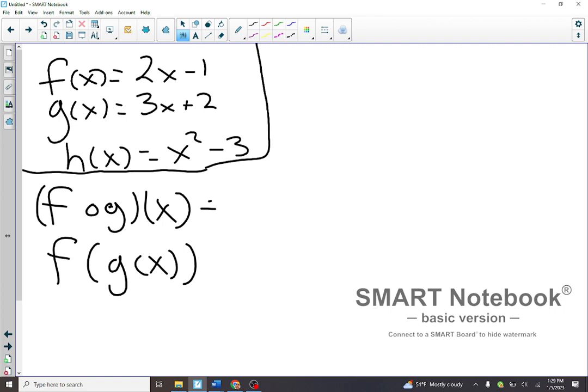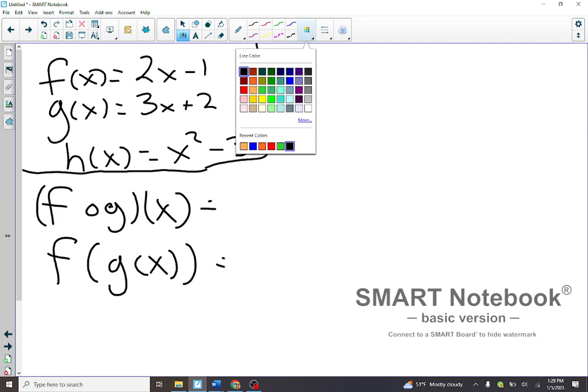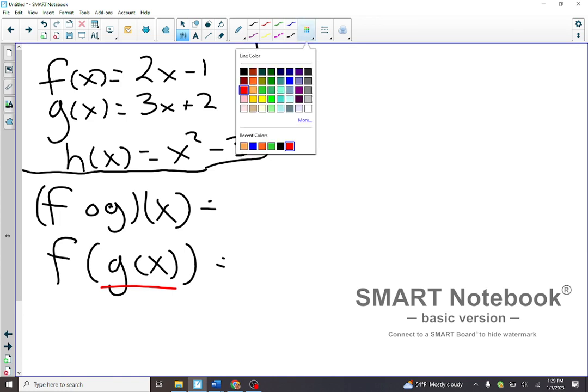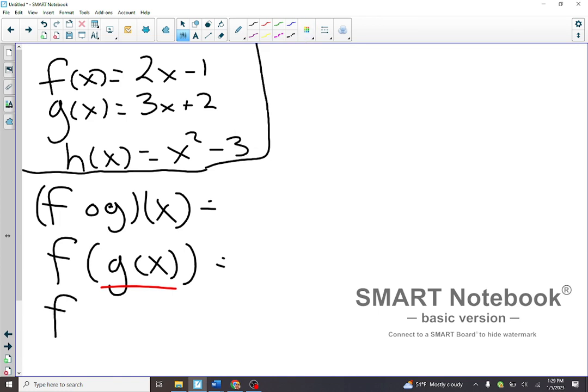Wait, this is zero multiplication, right? What? This zero is not multiplication. It means F of G. G is inside the F of X. Which means I'm going to substitute this G of X with what G of X actually is. 3x plus 2. So it's going to be F of 3x plus 2.